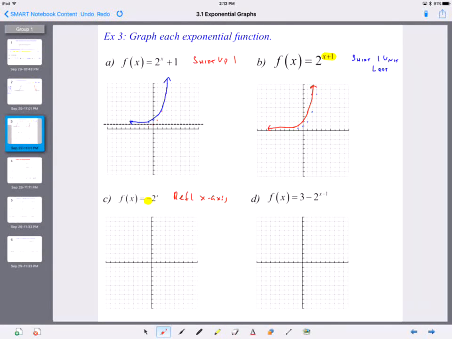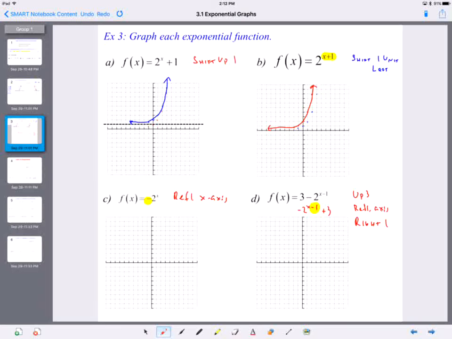And then on D, there's a couple things going on. Some of you might like to write it in this form and put the plus 3 on the end so you can see the shift up. But we have a couple things going on here. We have a shift up 3. You have the negative in front, so we just talked about that being a reflection over the x-axis. And then the minus 1 in the exponent means it's going to the right one. So you can do a couple things on each of these. Once again, really just going back to transformations like we've done.